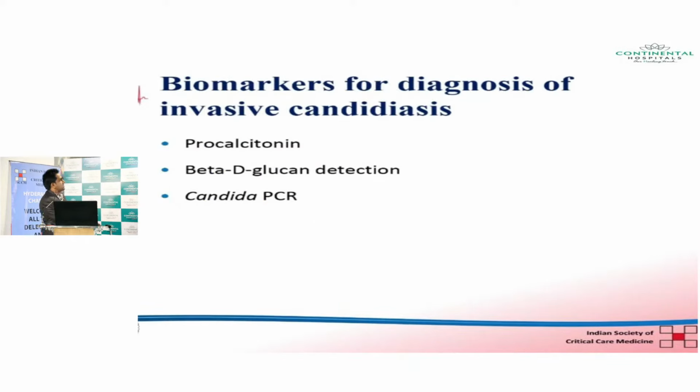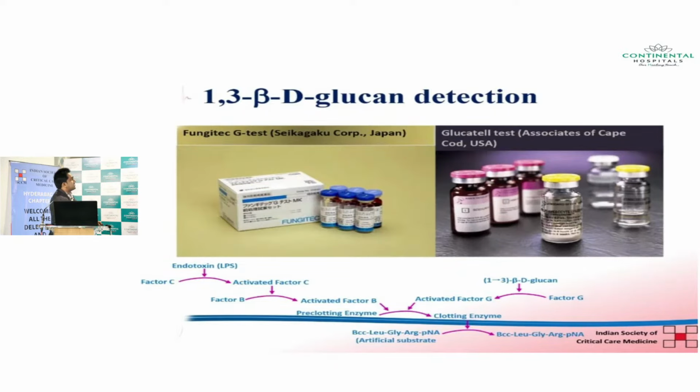So, what is the role of biomarkers? These are the biomarkers: procalcitonin, beta-glucan, and Candida PCR. Studies say that procalcitonin levels below 5 nanogram per ml correlate with fungal infection, and higher procalcitonin levels favor gram-negative sepsis. Beta-glucan detection is a very important test. It is present in the cell wall of most fungi except Cryptococcus and mucor. It activates factor G, which activates the coagulation cascade. Actually, previously it was used for endotoxin assay.